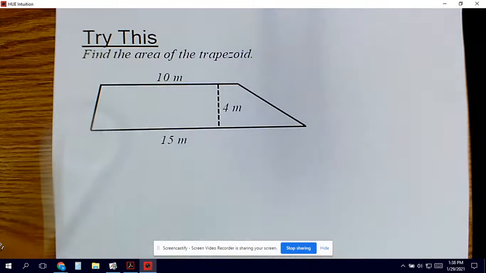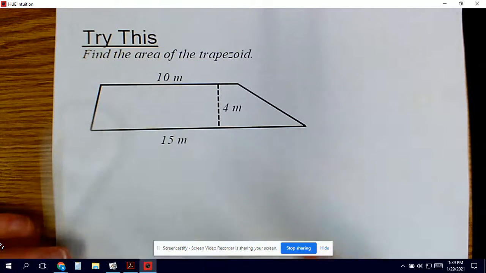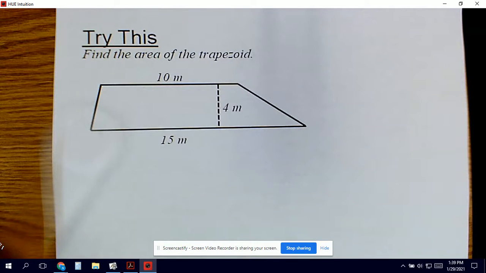All right, we have one last trapezoid on the screen for you to calculate the area of on all your own. So take a moment, pause the video, copy down your formula, calculate the area of this trapezoid. Be sure to include proper units. When you've completed your work, begin playing the video again to check to see how you did.